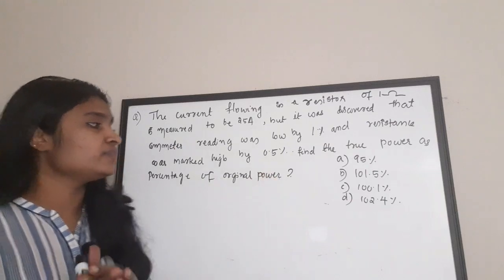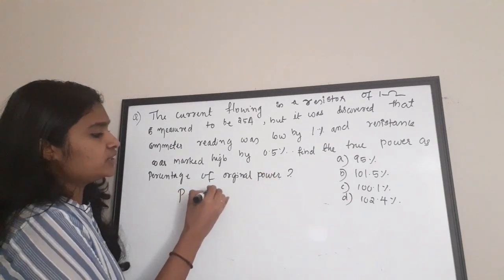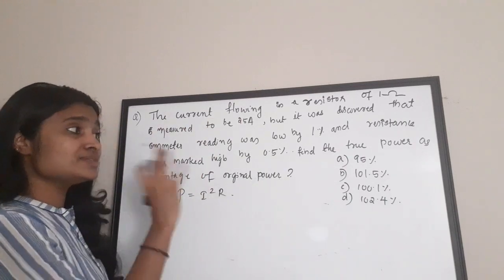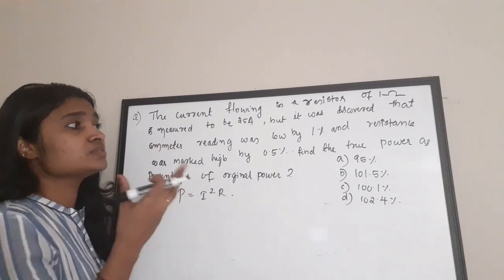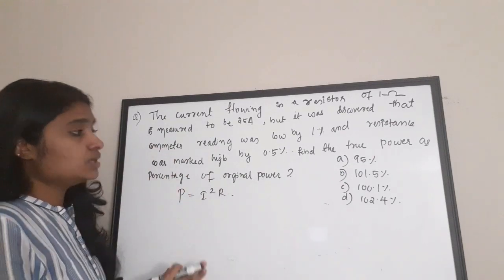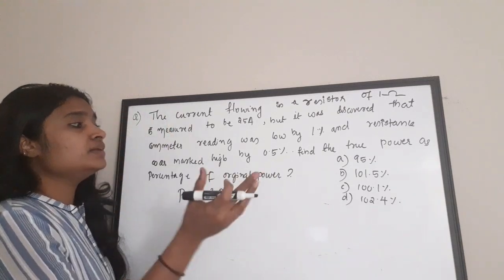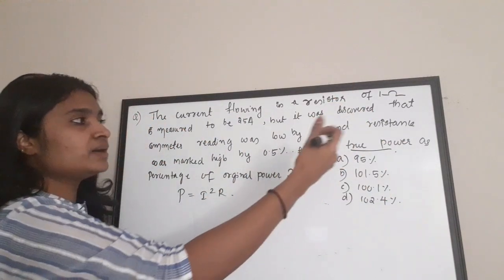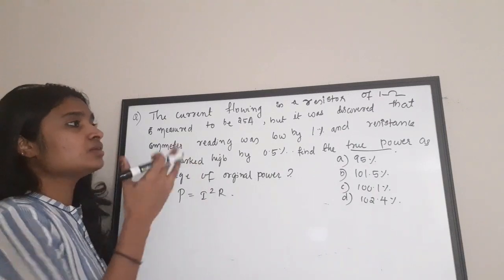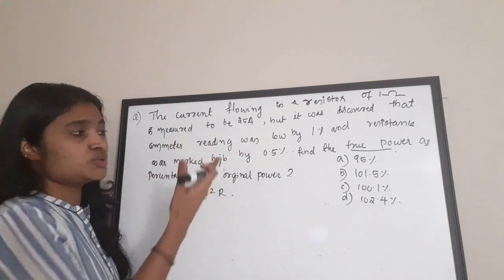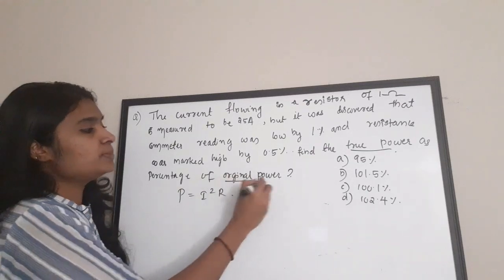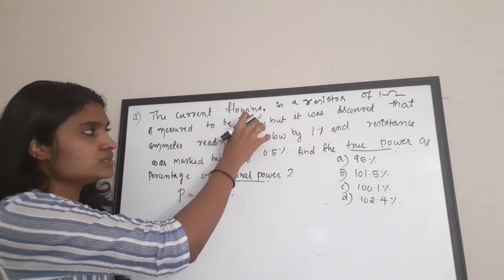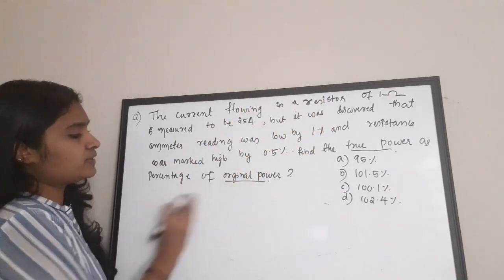We know that the power P is equal to I squared into R. We have been given the values of I and R, but it was discovered that the ammeter reading was wrong and the resistance was also marked wrong. Now we need to find the true power as a percentage of original power. True power means the actual power, but it was obtained wrong because of the variation in the ammeter and the resistance. The original power is the power actually calculated using the values obtained.